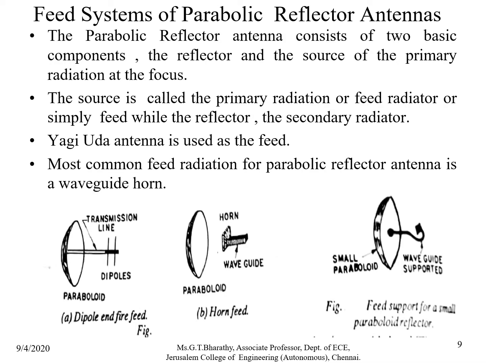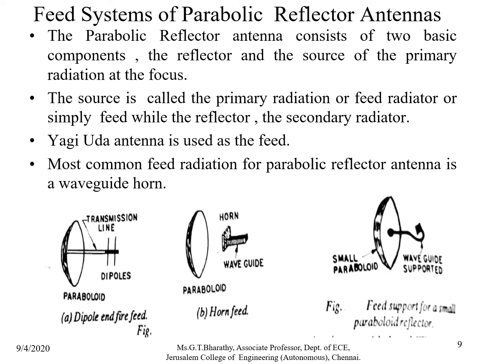So next topic is the feed systems of parabolic reflector antennas. Feeding the reflector antenna is a very important concept. A parabolic reflector antenna consists of two basic components. Number one, the reflector. Number two, the primary source, which is kept at the focus and provides the required radiation.